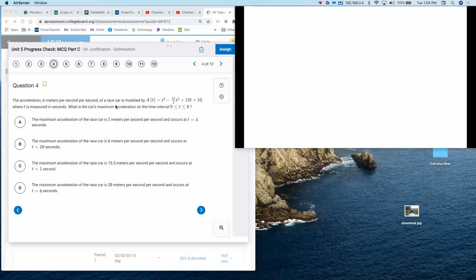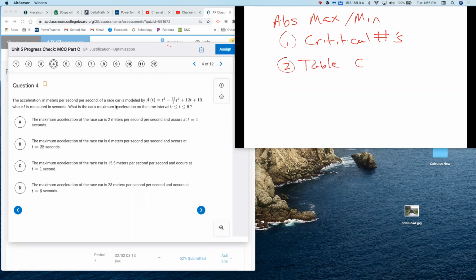Meaning if you have a function and you're trying to find the absolute maximum or minimum, first thing you do is find the critical numbers. And then we make a table and calculate the y values. And then answer the question. So that's how you find an absolute minimum or maximum. This particular one is saying, okay, here is the acceleration. What's the maximum acceleration? So this is what we're doing.